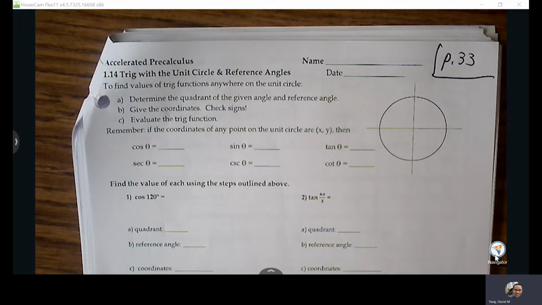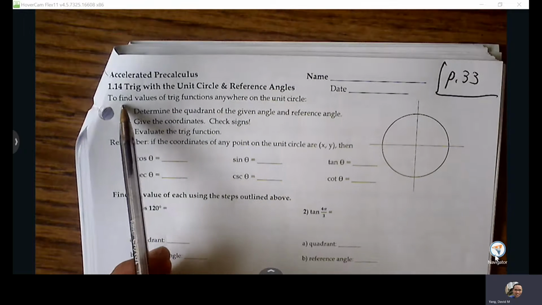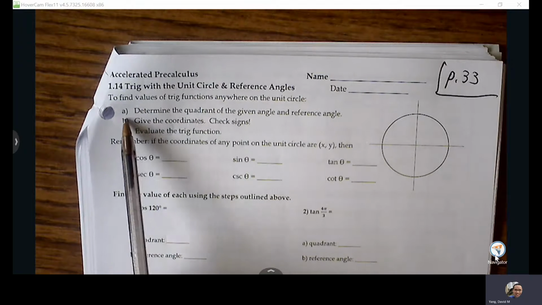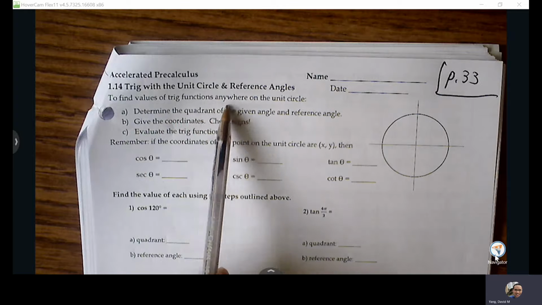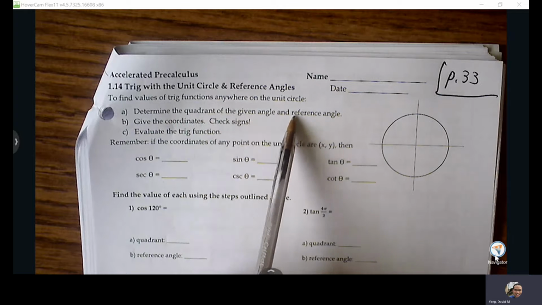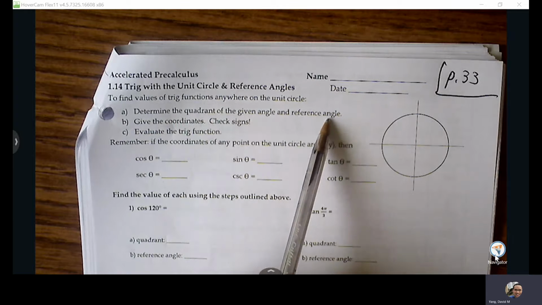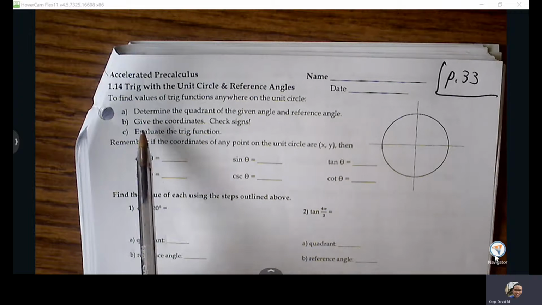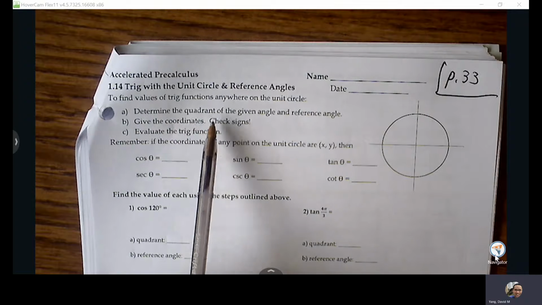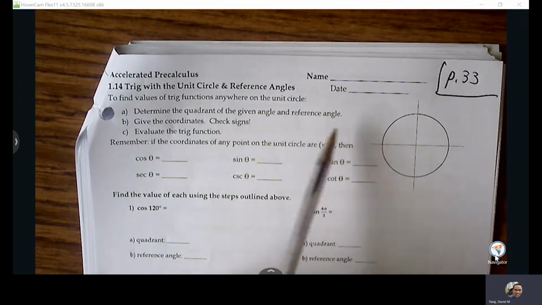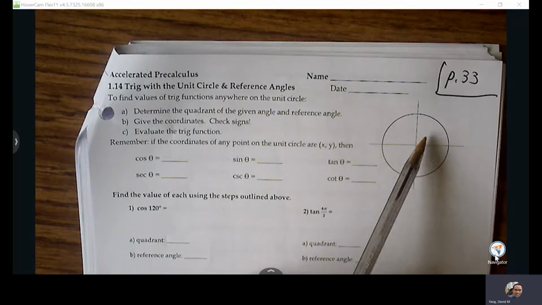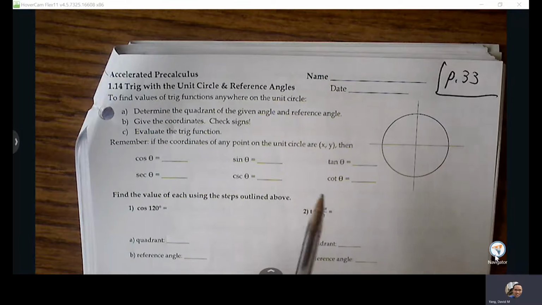Let me read this here. It says, to find values of trig functions anywhere on the unit circle, first we want to determine the quadrant of the given angle and the reference angle. That's going to help us quickly get to what we need to find. Give the coordinates, check the signs, so we understand the ordered pairs in each quadrant and the signs they produce. And then we'll evaluate the trig function.